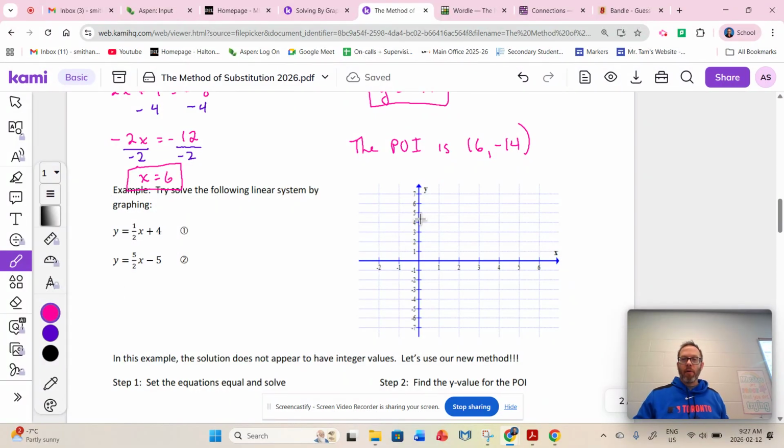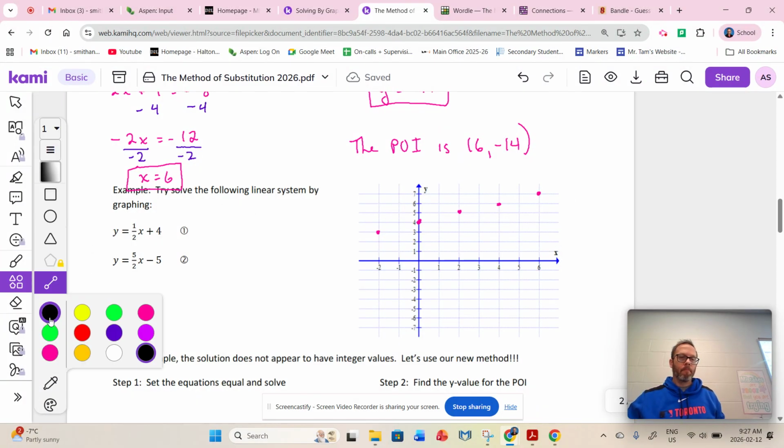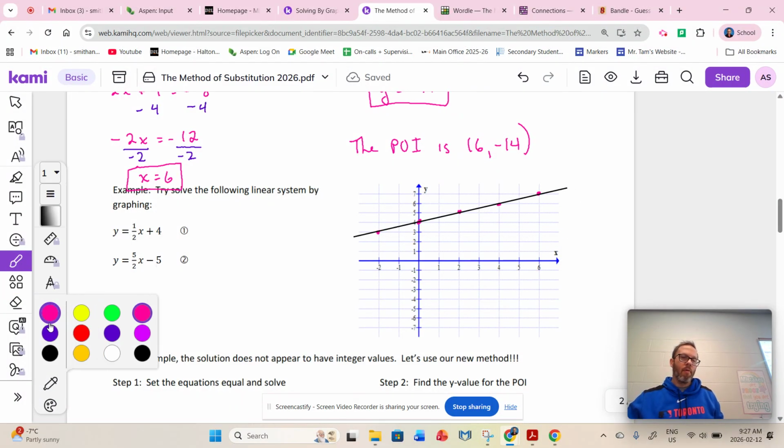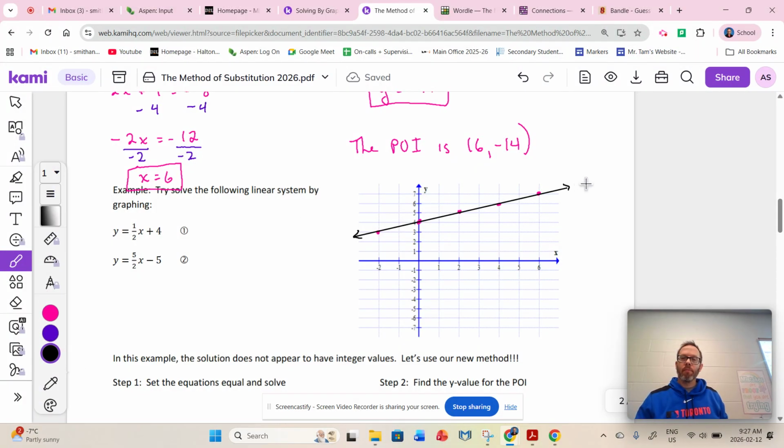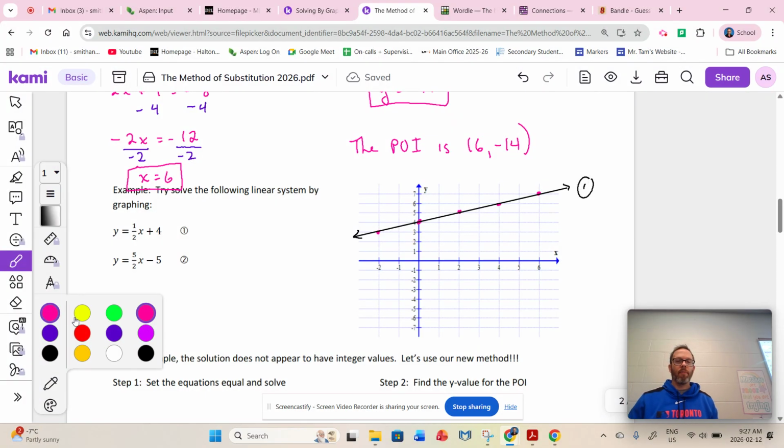So 1/2 x plus 4. So I'm starting at 4. Up 1, right 2, up 1, right 2, up 1, right 2. Fill my graph up. Moving a little quicker through our sketching linear relations. There's line 1. All right. And let's try giving line 2 a sketch.